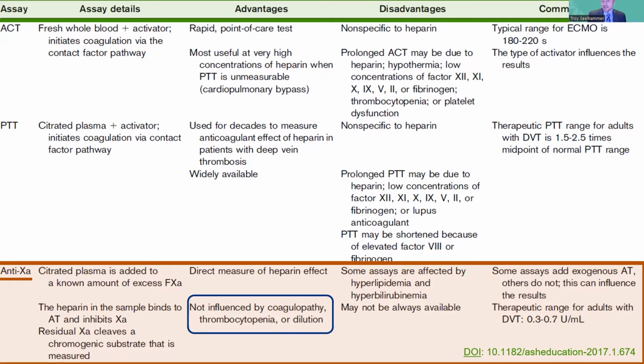And many centers are transitioning to anti-10A-based heparin titration protocols. But it can still be affected by hyperlipidemia and gross elevations in bilirubin, which unfortunately is common, particularly in cardiogenic shock patients and post-cardiotomy patients.